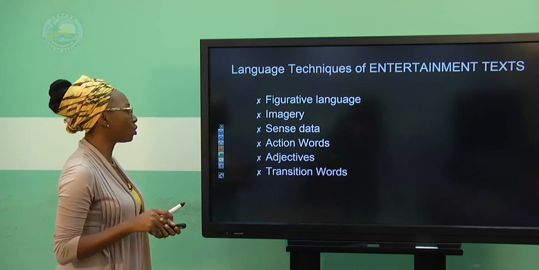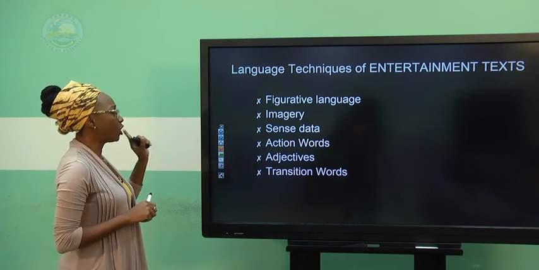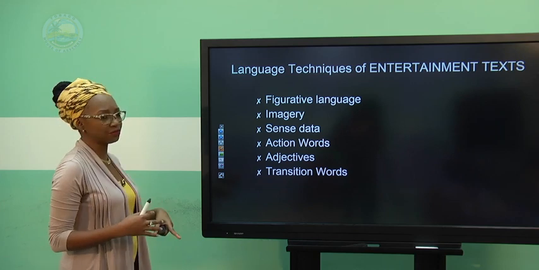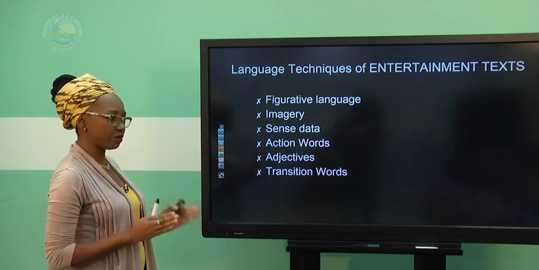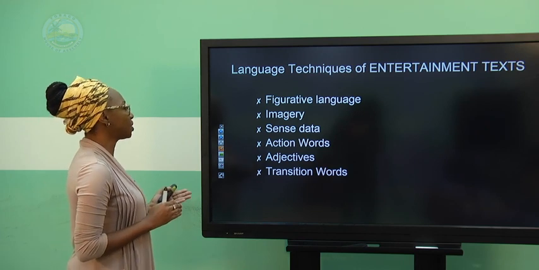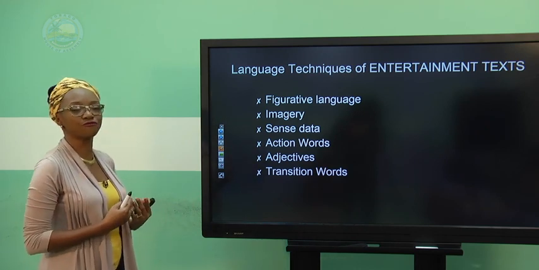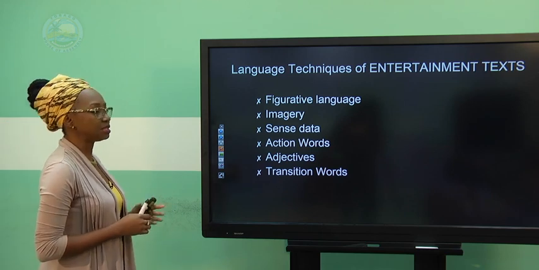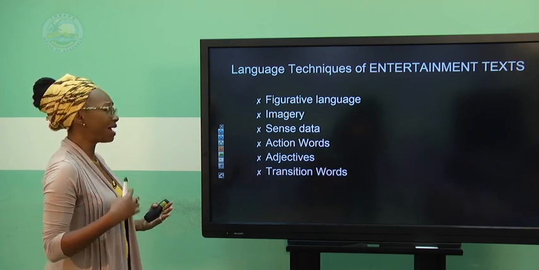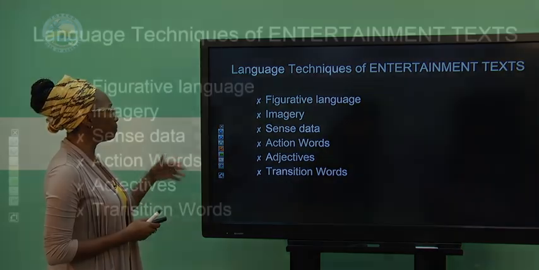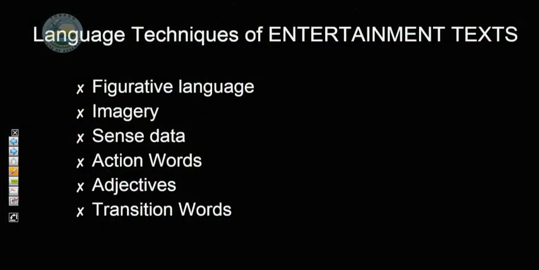But I want to draw to your attention that we're not looking at a lot of figurative language in our informative text. Informative texts are very factual, but when you're writing to entertain, you really want to make full advantage of your figurative language, your metaphors, your similes, personification, assonance. Are you getting hyperbole? These are things that you want to see coming out of your entertainment text.